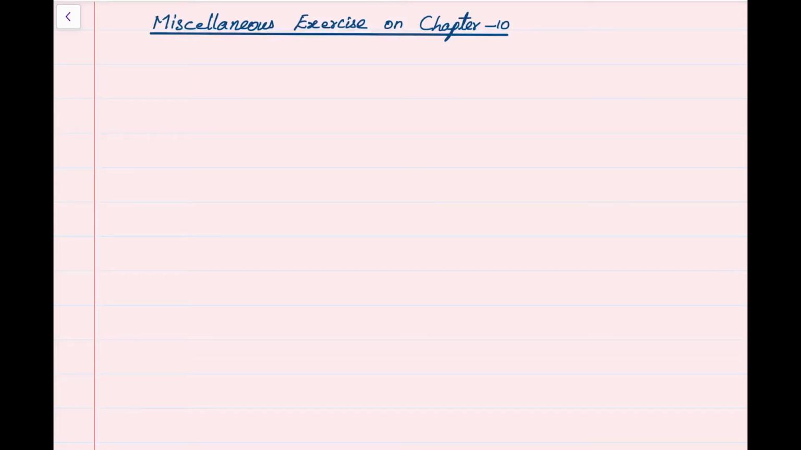Miscellaneous exercise on chapter 10. Question number 1. Find the values of k for which the line (k minus 3)x minus (4 minus k square)y plus k square minus 7k plus 6 equal to 0 is parallel to x-axis.